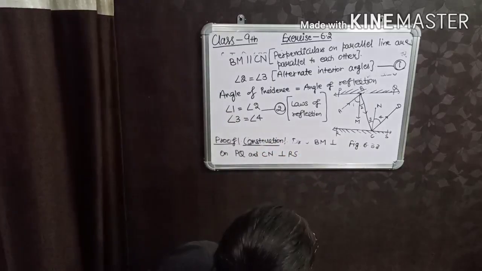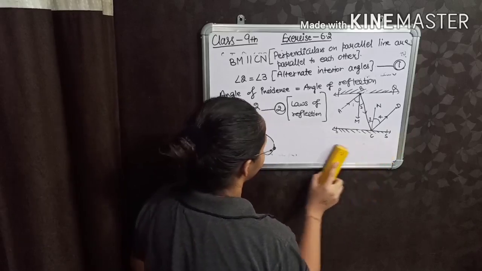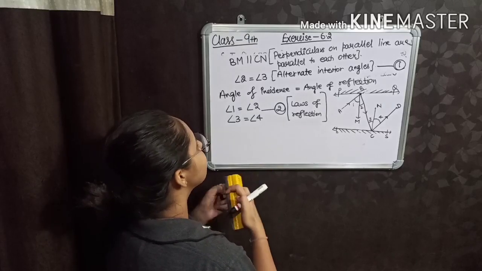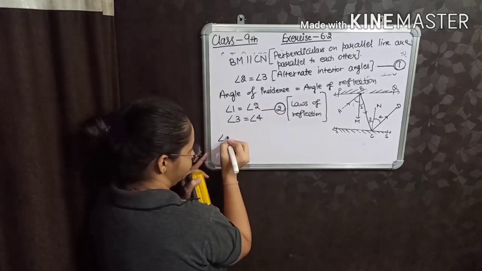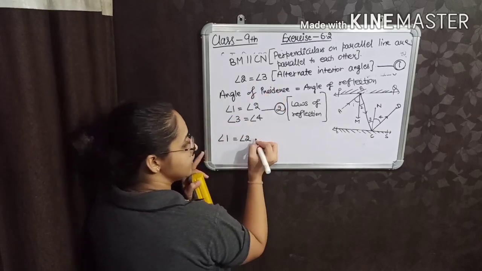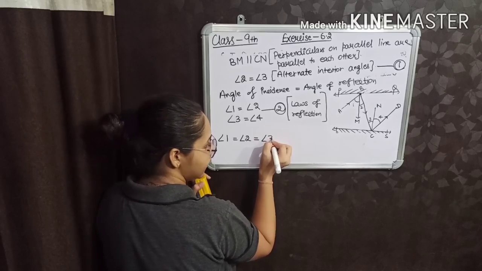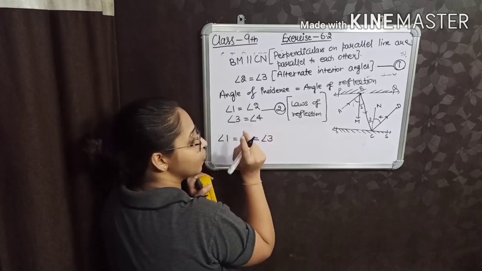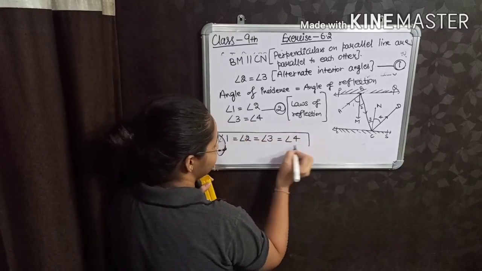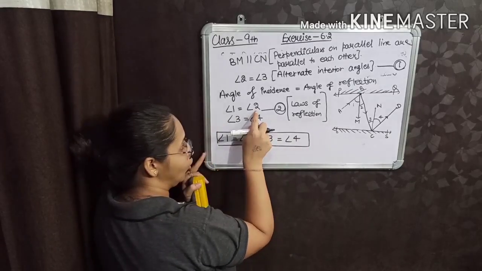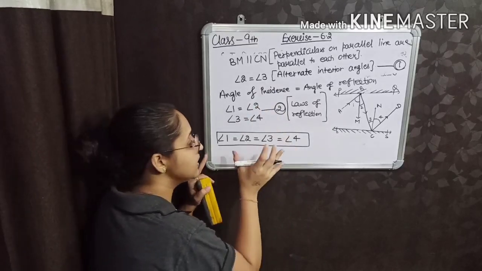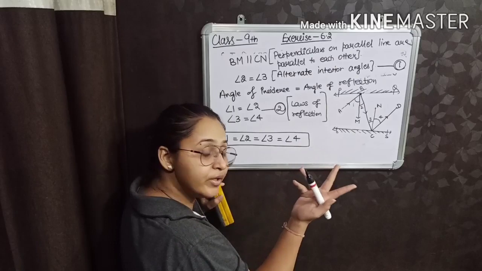Now see, you have two equations. First is angle 2 is equal to angle 3 and second is this complete equation. Now see, angle 1 is equal to angle 2. I am writing here. But angle 2 is equal to angle 3. So I can write angle 1 is equal to angle 2 and angle 2 is equal to angle 3 and angle 3 is equal to angle 4. It means these four angles will be equal to each other.